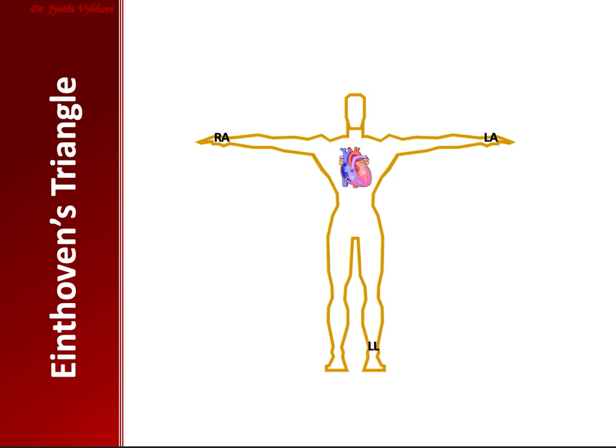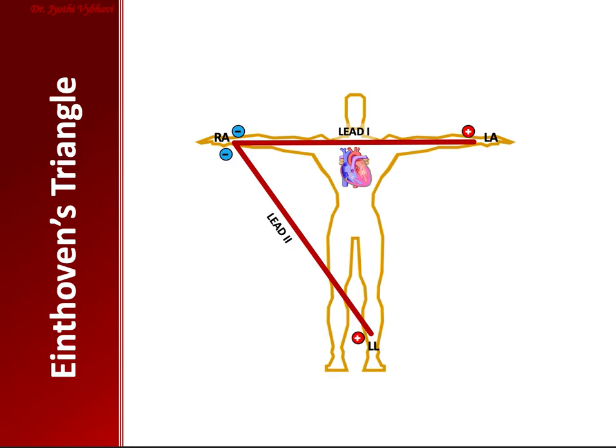so now Einthoven's triangle. Now we have learned what is lead 1, lead 2, and lead 3. What is the triangle now? What did Einthoven do? He put all the leads together, the axes of the leads together. Lead 1, negative and positive here. Let's put lead 2, negative and positive here, and we put lead 3. When he put all the leads together, it formed an imaginary triangle, which he called Einthoven's triangle.